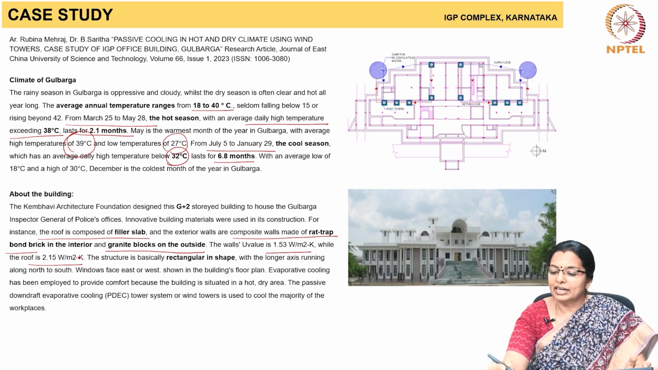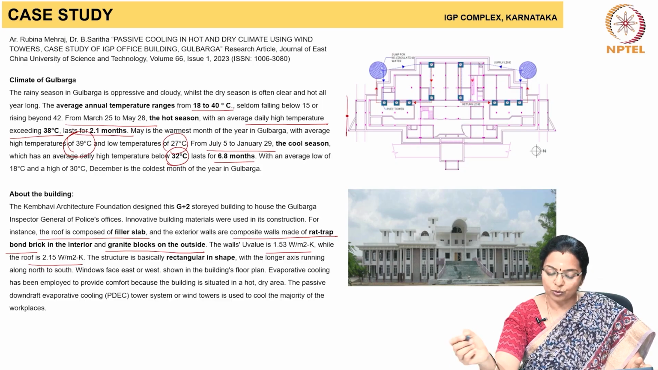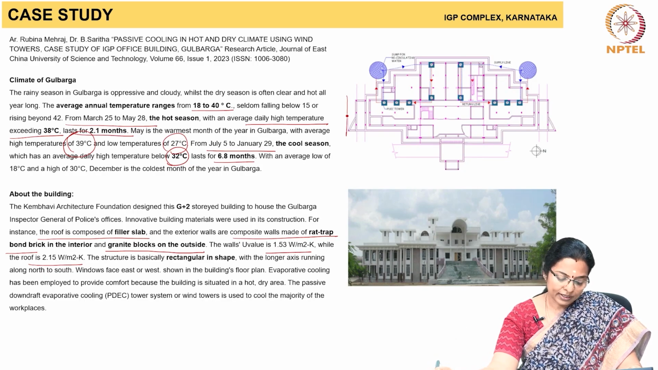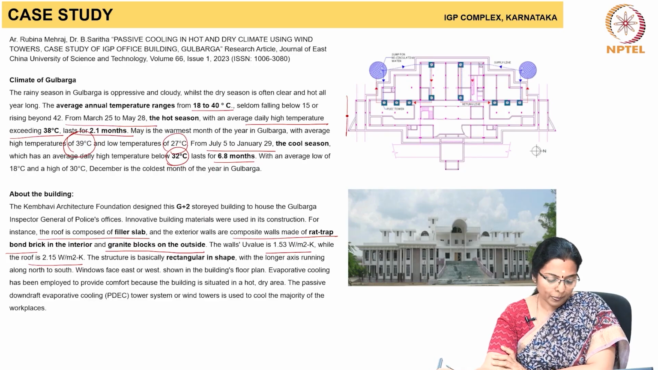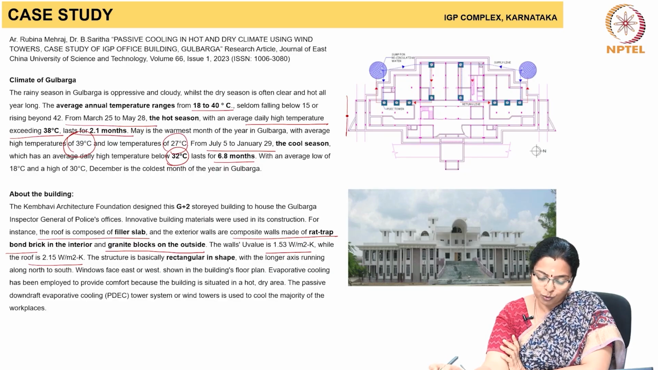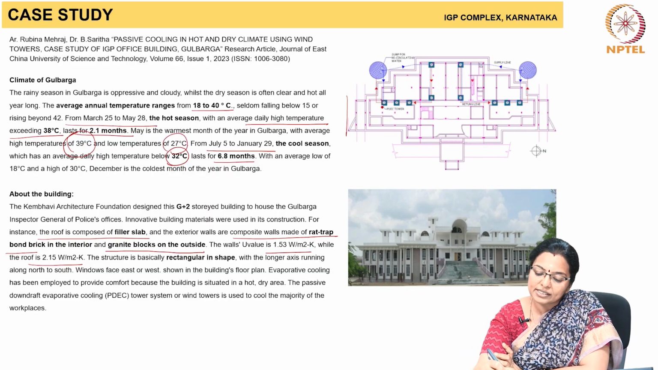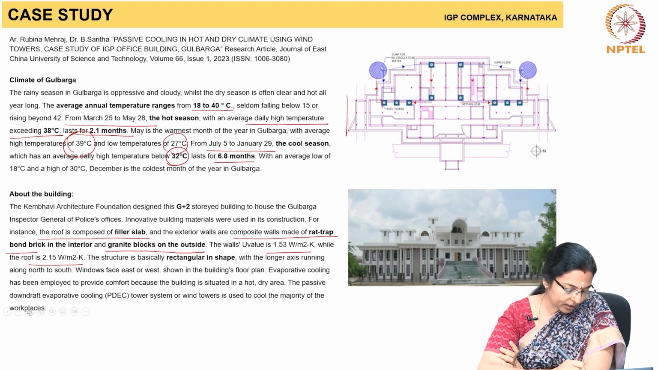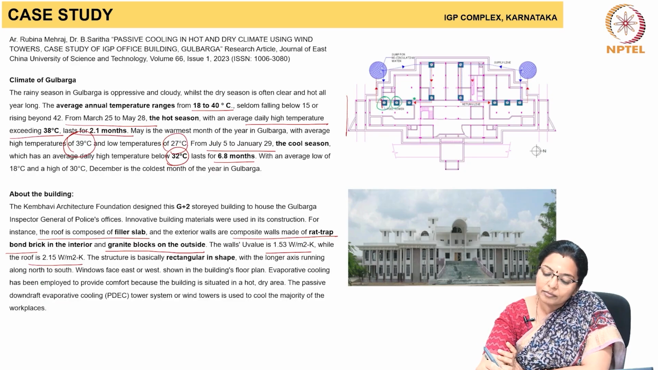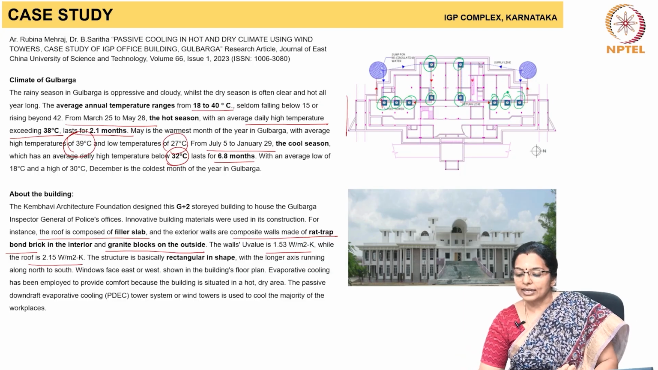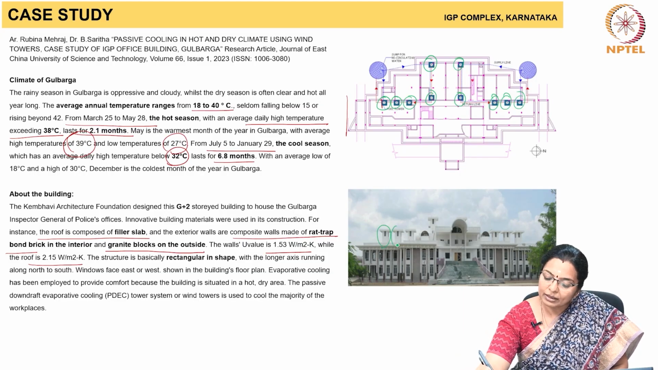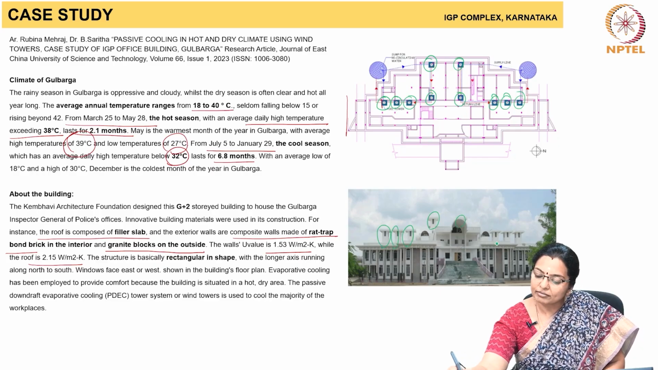This structure is rectangular in shape, basically as shown here. Evaporative cooling has been used because the building is situated in a hot and dry area. PDEC towers are used to cool the majority of the workspaces. As you can see, the PDEC towers are located here. So these are all the passive downdraft evaporative towers located in the IGP office at Gulbarga, which can be seen in the elevation.